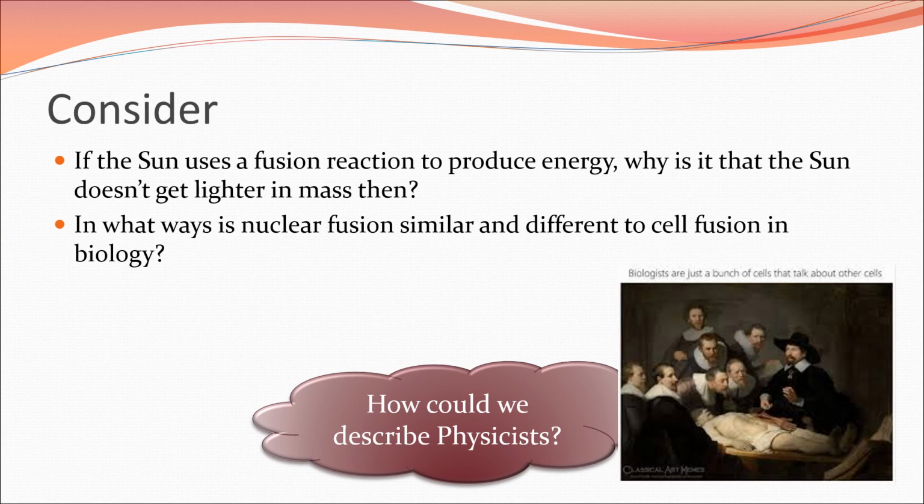Okay, let's have a think about what we're doing today. If the sun uses fusion reaction to produce energy, why is it that the sun doesn't get lighter in mass then? And the question is actually a good one because it does get lighter in mass. However, it's just that big that we don't notice it. It's losing something like 4 million tons of mass a second to fusion, to solar wind, solar flares and things like that. But it's going to keep shining for, we think, about another 5 billion years. But in that time, it's going to lose 0.034% of its mass. So it's still losing a lot of mass every second, but it's so big we just don't notice it.